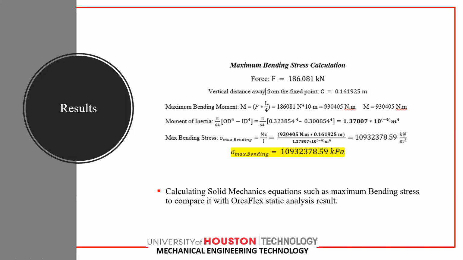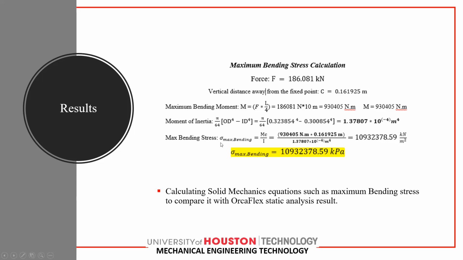We know the moment of inertia of each shape depends on the geometry, so it is different. My project is about a pipe, and the geometry shape of the pipe is a cylinder. So the moment of inertia of a cylinder is this equation, which is pi over 64 times OD to the 4th power minus ID to the 4th power. And the value of the moment of inertia of the pipe is 1.37807 times 10 to the negative 4 meter to the 4th power.